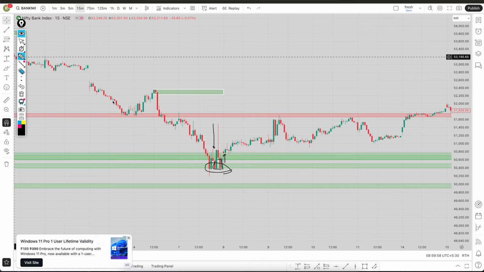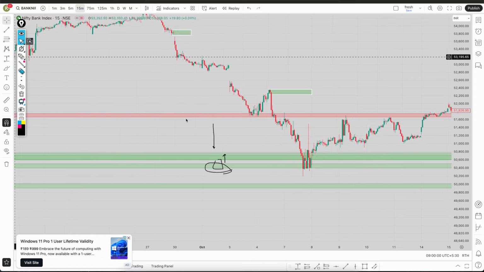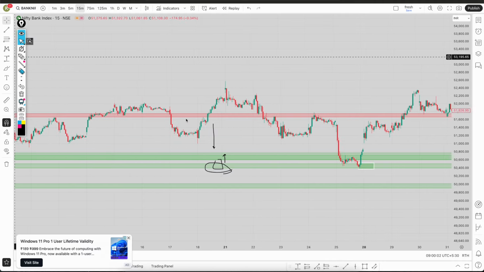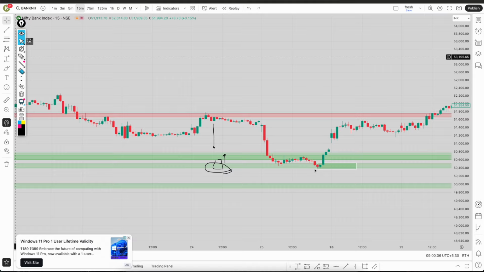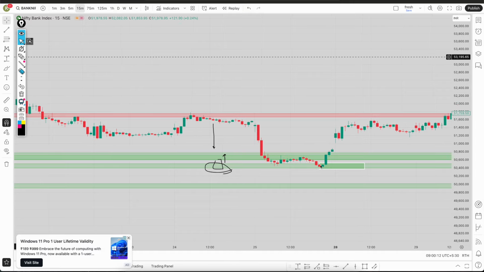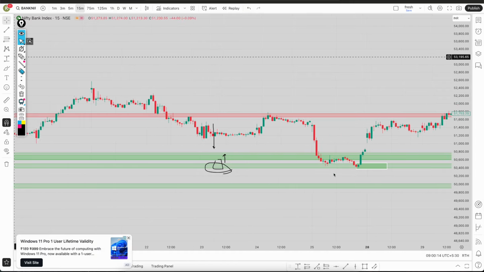Now let's move a little bit forward. When it touched again, see, we have already drawn this box over here, as in the previous videos. Now new order flow has been added to this, so we can take another trade when it comes.